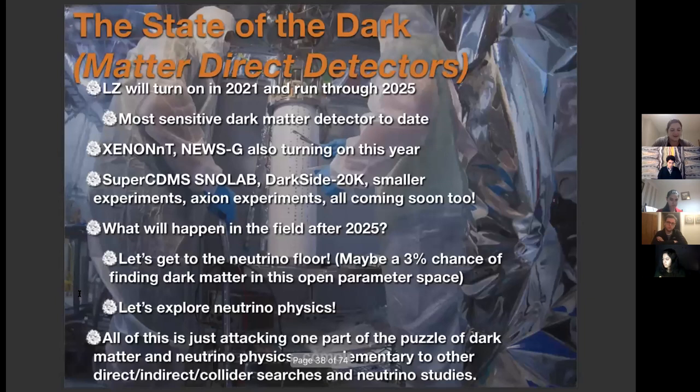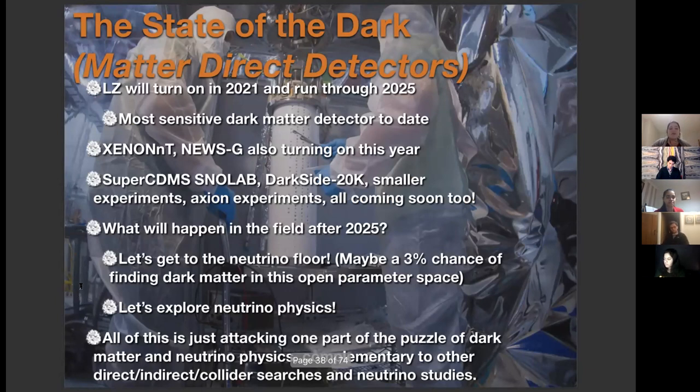I know I've gone a little bit long. So LZ is going to turn on this year and run through 2025, and it's going to be the most sensitive dark matter detector to date. Also turning on this year should be the XENONnT and PandaX collaboration experiments. Following close on their heels in the next few years will be SuperCDMS SNOLAB, DarkSide-20K, some smaller experiments, axion experiments, all coming soon. So there's going to be a lot more data informing some of these dark matter models.